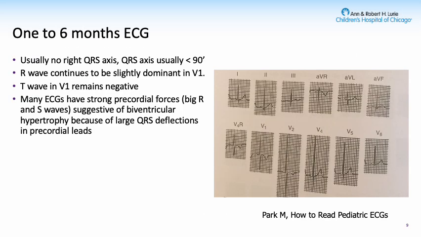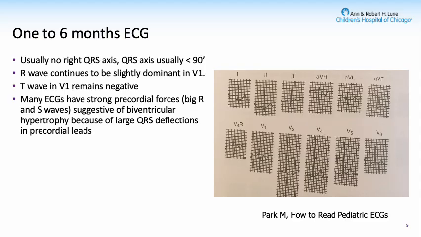By the time you get to be between 1 and 6 months of age, like we talked about, your QRS axis is going to go from right to more inferior. And by the time you're 6 months old, your QRS axis is going to be usually less than 90 degrees. Your R wave continues to be a little bit dominant in V1, but should get smaller. Like it shouldn't be as huge as it was. Your T wave in V1 can remain negative, and even in your early precordial leads.